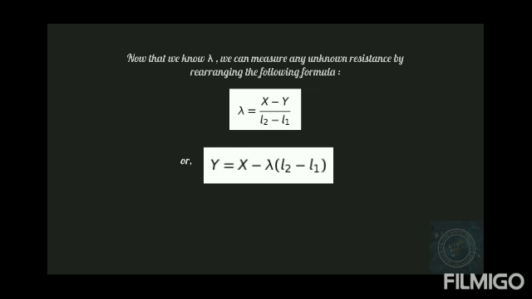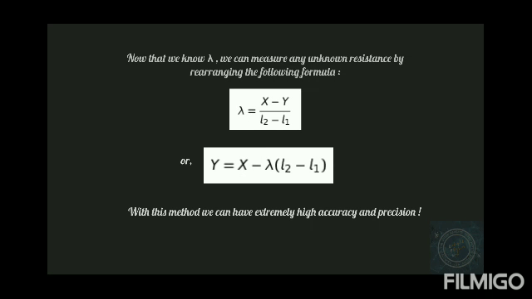L1. So this time we can just put an unknown resistance at y, and since we know lambda, by doing the same practical, we can put different values of x. We can find out L1, we can find out L2, and putting in this formula, we can find out y. So it's doing the same practical again, but this time instead of finding out lambda, we are finding out y.